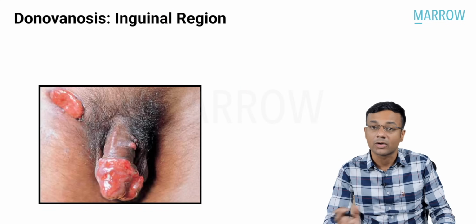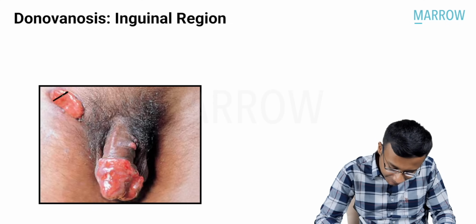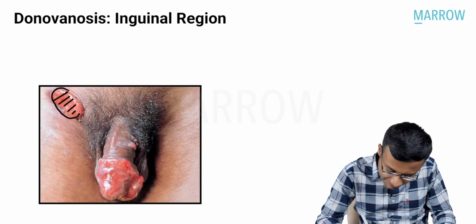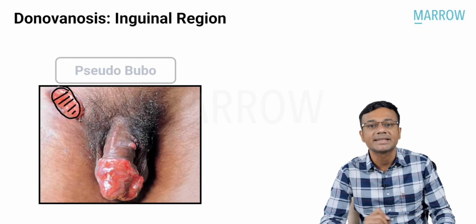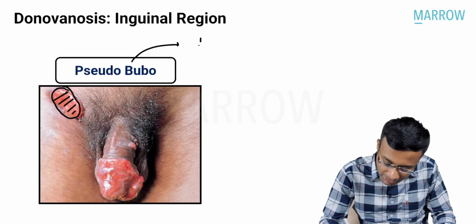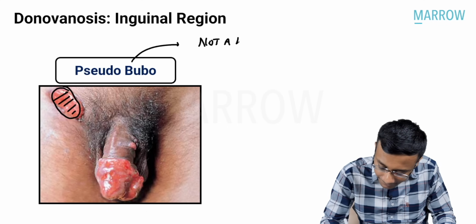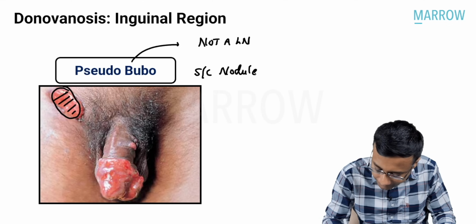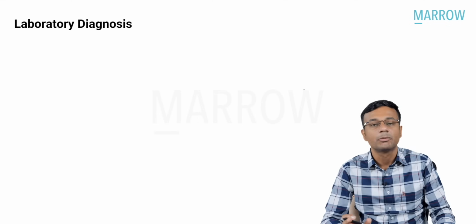Next, donovanosis, I already mentioned to you, inguinal lymph nodes are normal. However, in the inguinal region, you can see a subcutaneous nodule in the groin. This subcutaneous nodule in the groin is called pseudobubo because it is not a lymph node. It is basically a subcutaneous nodule in the groin. Next, we move on to the lab diagnosis.